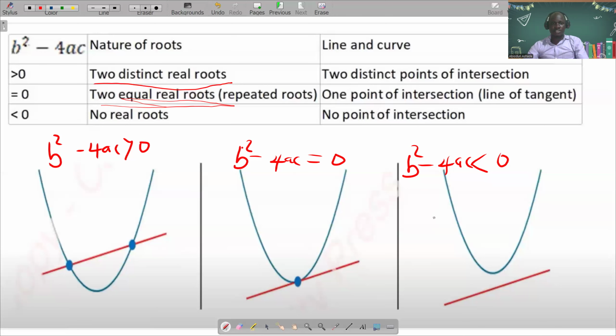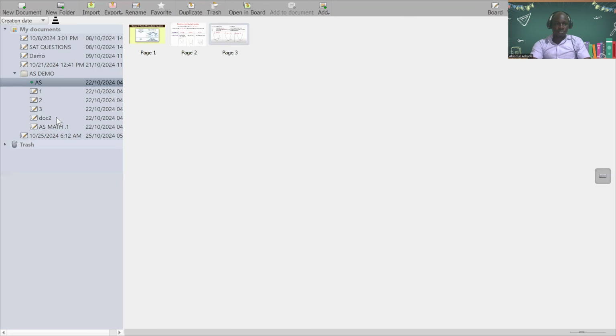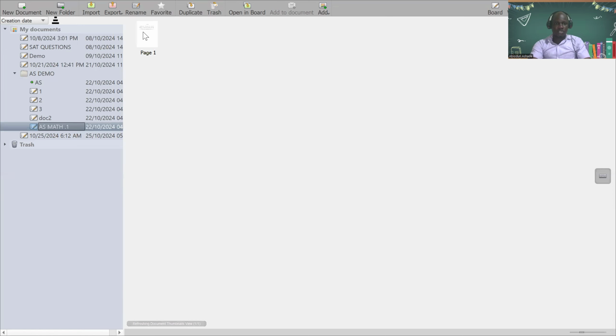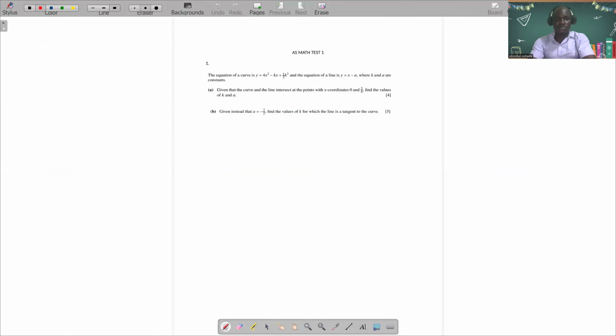Is less than 0. Now, let's delve into some questions so we can see the benefit of these things. The first question says that an equation of a curve is y equals 4x squared minus kx plus half k squared. And this is the equation of our curve. You see the highest power here is 2, so it's a quadratic curve.